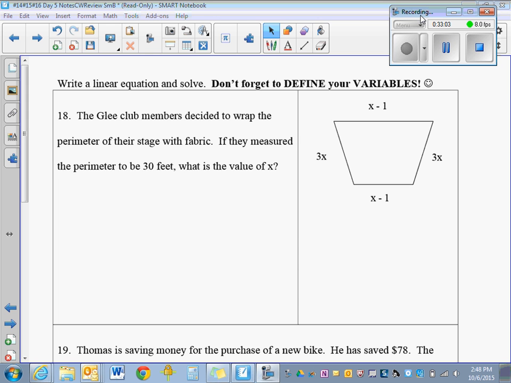I love it when they list our instructions. I have that.